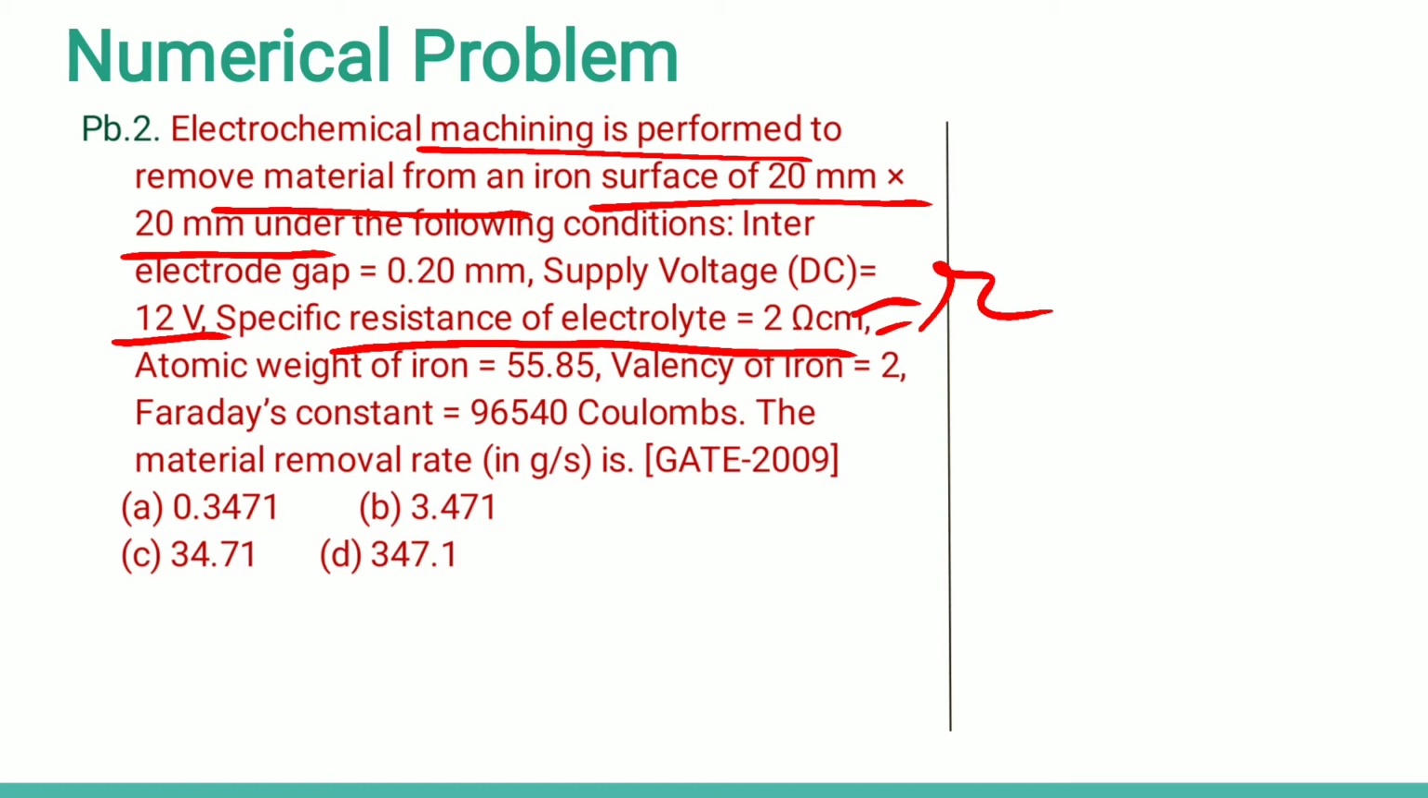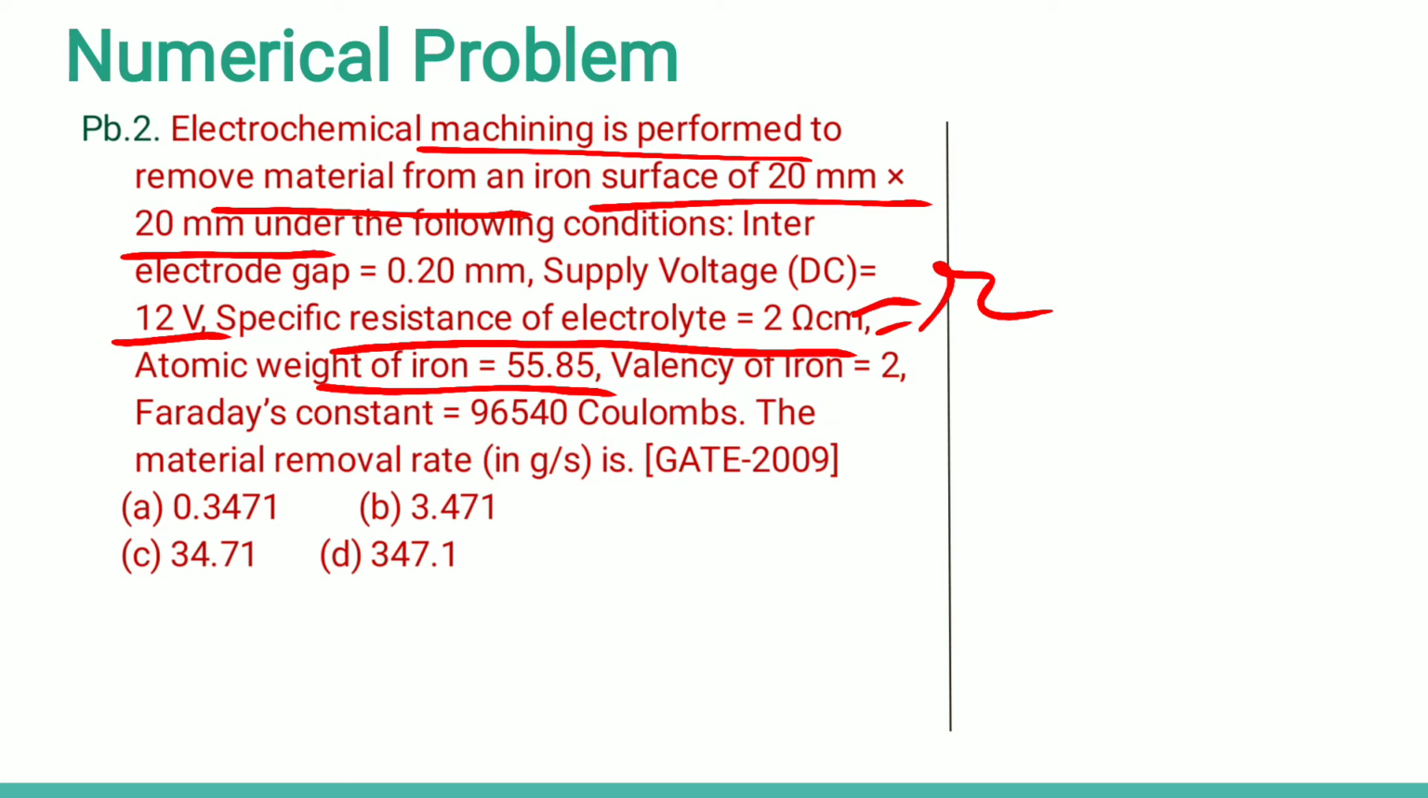The atomic weight, that is capital A, is 55.85, and the valency V is 2. Now, in this question, the Faraday's constant value is given to you, so you have to take this value only in your formula, that is 96,540. If it is not given, then we have to consider 96,500 only. The material removal rate we have to find out.